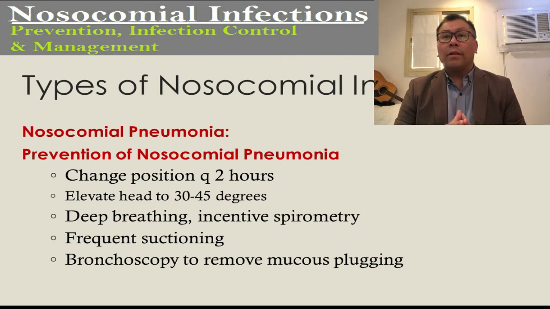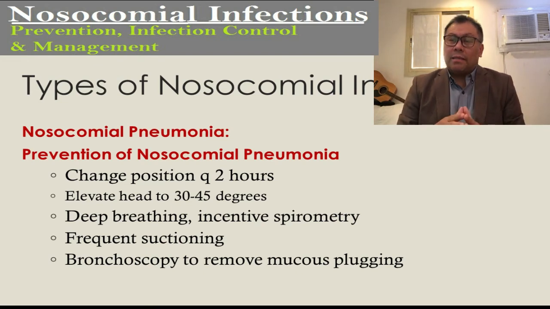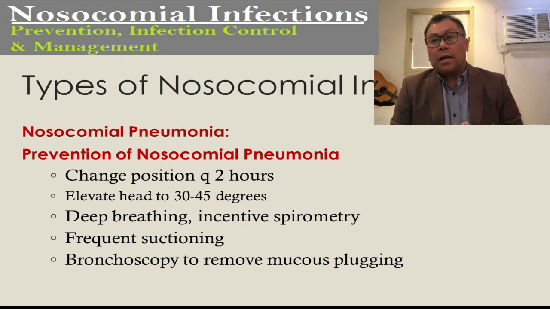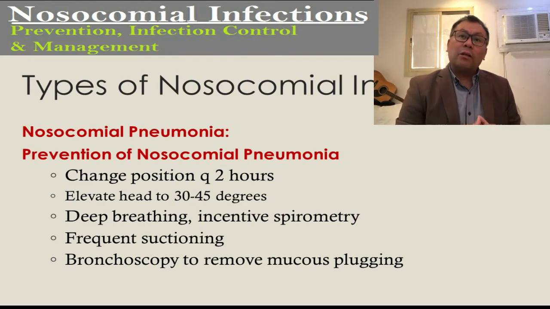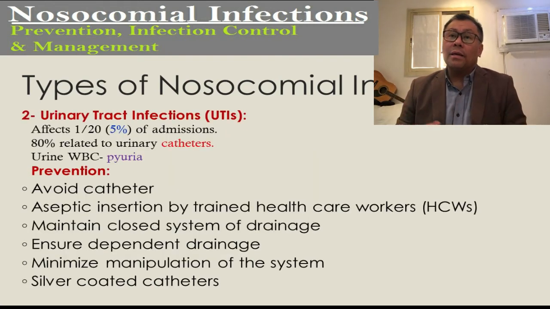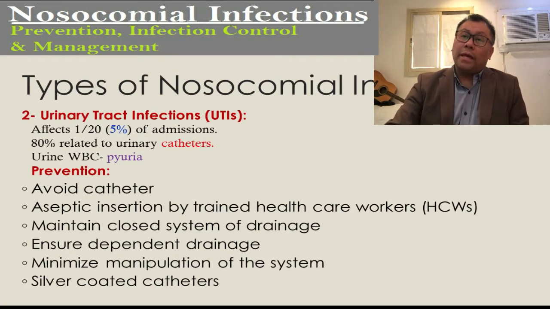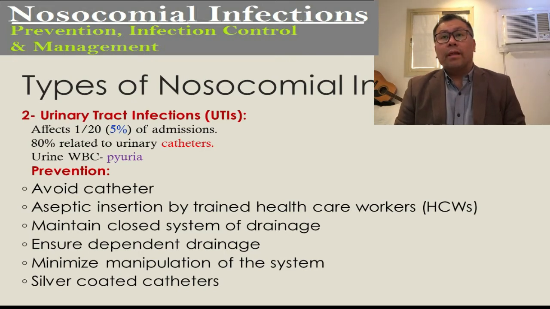Prevention of nosocomial pneumonia is something you are going to do as nurses. You are going to change positions every 2 hours. You are going to elevate the head at least 30 to 45 degrees. You are going to teach your patient deep breathing exercises for their lungs to be expanded from time to time. Now we have the incentive spirometry, frequent suctioning, and bronchoscopy to remove mucus plugging.